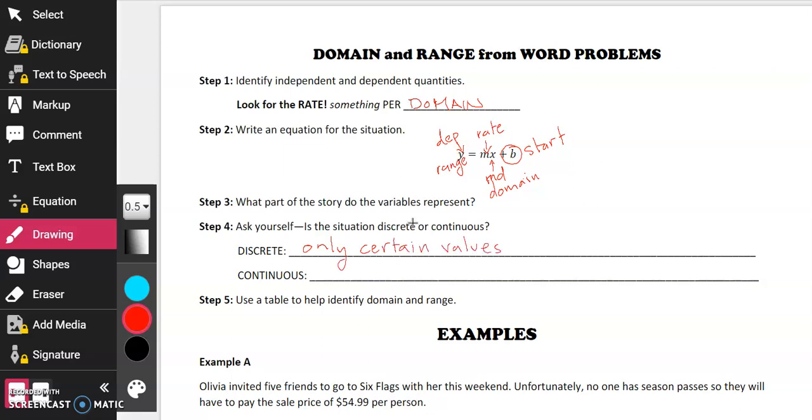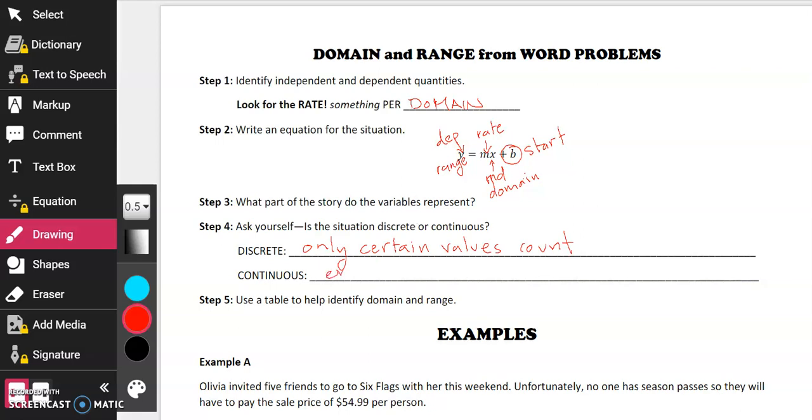So think people, right? We have whole people. We can't have 1.5 people. Everyone is a whole person. Yes, even if there's amputations, even if it's a baby growing inside, right? That's still a whole person. They don't become less of a person. So whole people, so only certain values count.